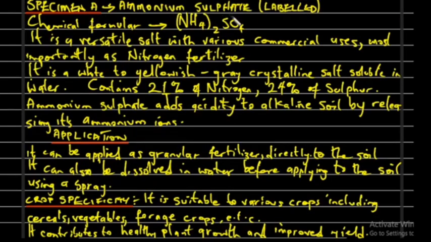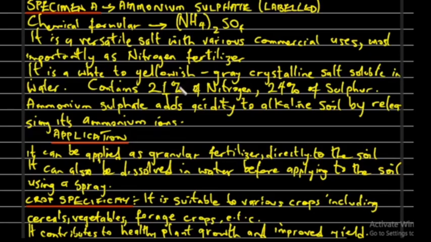ammonium sulfate. Ammonium sulfate is a chemical substance that is written chemically as (NH4)2SO4. That is the chemical formula for ammonium sulfate. It is a versatile salt with various commercial uses, most importantly used as nitrogen fertilizer. It supplies nitrogen to crops when it is used as fertilizer.